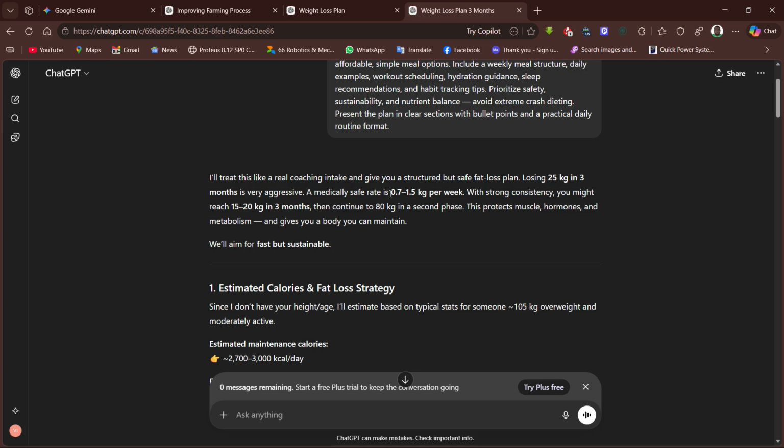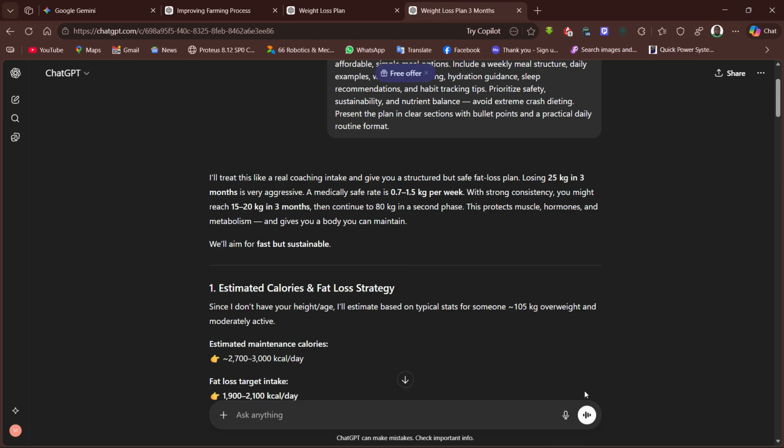The medically safe rate is 0.7 to 1.5 kilograms per week. With strong consistency, you might reach 12 to 15 kilos, you might reach 15 to 20 kilograms in 3 months, then continue to 80 kilograms in a second phase. This protects muscle, hormones, and metabolism and gives you a body you can maintain. We'll aim for fast but sustainable.